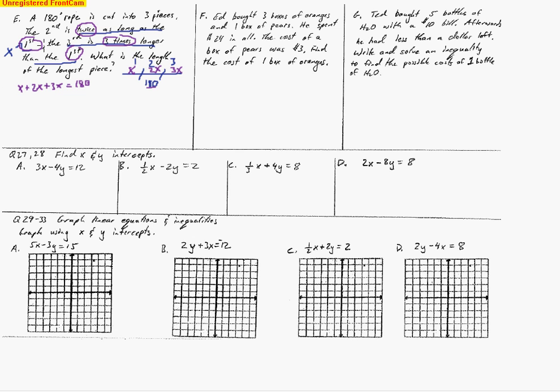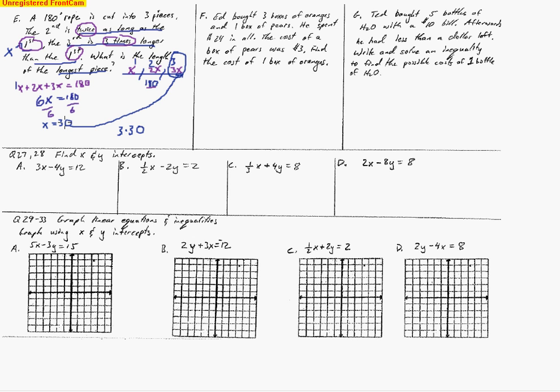From that point, we'll collect some like terms. We got 1x, 2x, and 3x makes 6x equals 180. And so from that point, we just need to divide by the 6, and we've got our answer. So x equals, in this case, 30. Once we have that, doesn't necessarily mean that's the answer. Let's go back to the question. What is the length of the longest piece? Well, the longest piece is the third piece right here. And so what we need to do is take x, which is 30, and plug that in to the x right there. So what we really need to do is 3 times 30.